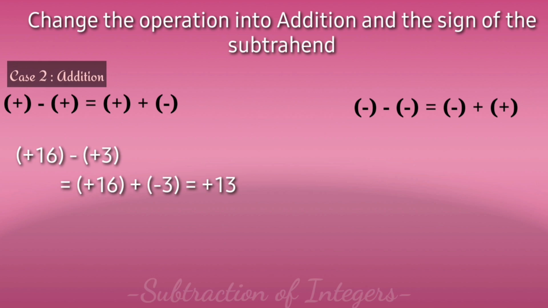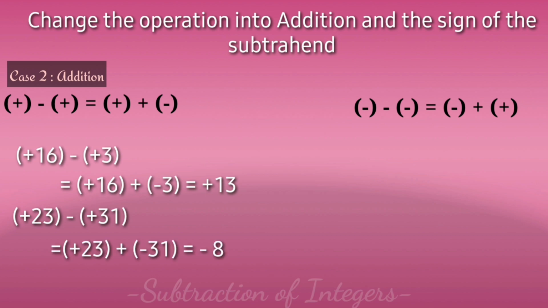Ano ang nasa case 2? Subtract the smaller value from the greater value. 16 minus 3. So 13. What is the sign of the greater value? It's positive. So the answer is positive 13. Positive 23 minus positive 31. Let's change. 23 plus negative 31. So the answer is negative 8.